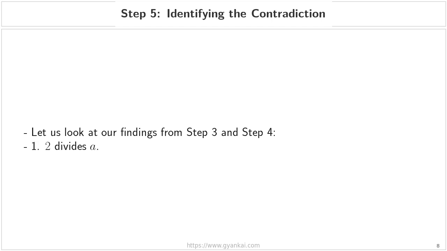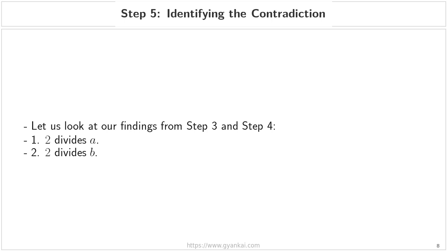Step 5. Identifying the contradiction. Now, let's bring everything together to see the aha moment of this proof. Let us look closely at our findings from Step 3 and Step 4. From our work in Step 3, we established that 2 divides a. And from our work in Step 4, we discovered that 2 also divides b.